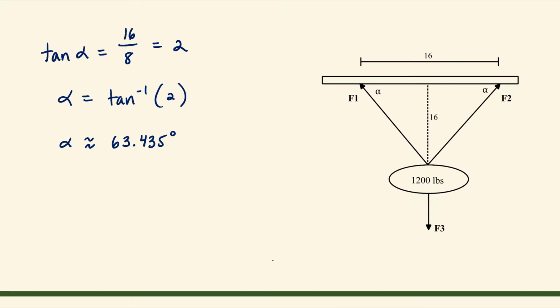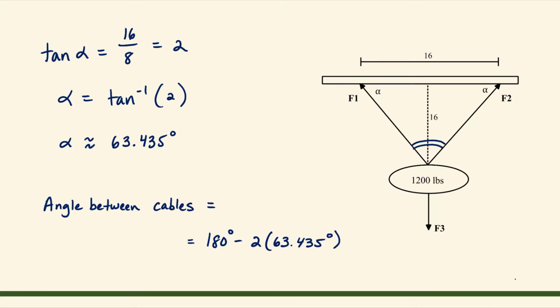The three angles of our triangle must add up to give 180 degrees. Two of those angles are alpha, which we found to be 63.435 degrees. Thus, the angle between the two vectors F1 and F2 would equal 180 degrees minus 2 times 63.435 degrees. This is equal to 53.13 degrees. Thus, the angle between the two vectors F1 and F2 is equal to 53.13 degrees.